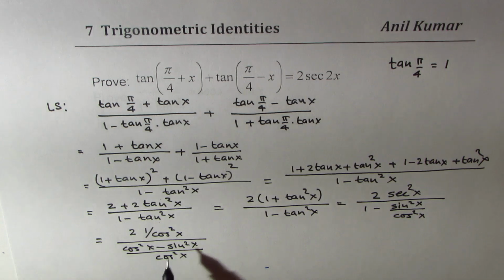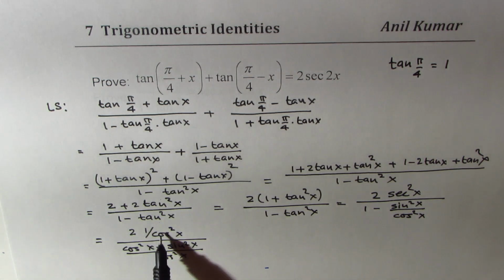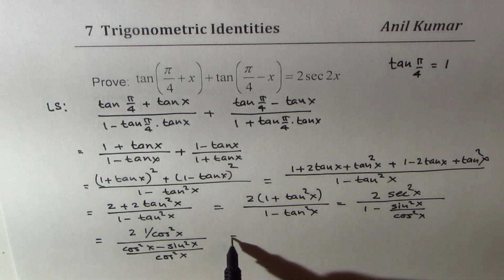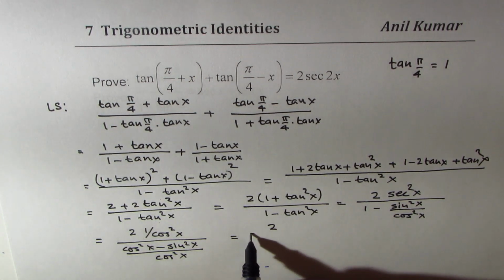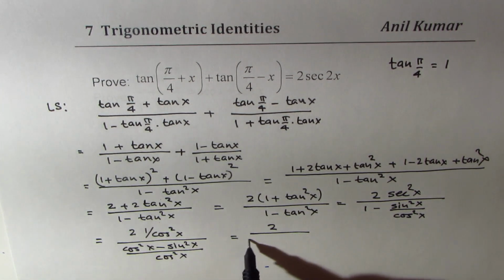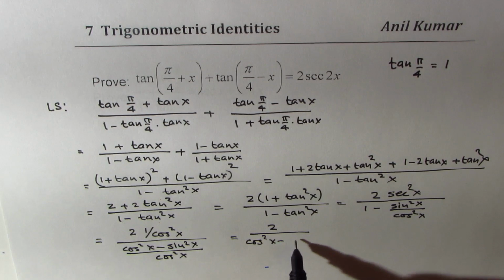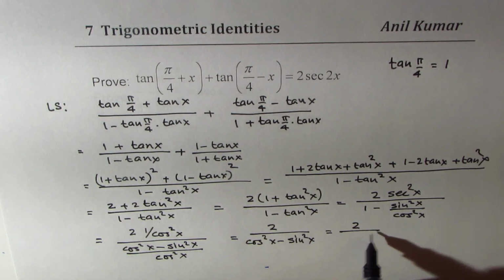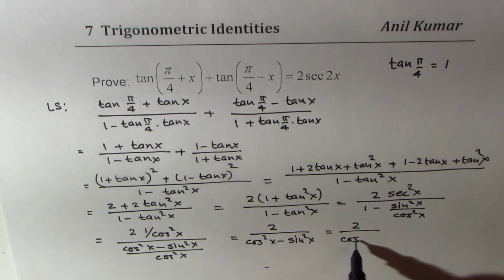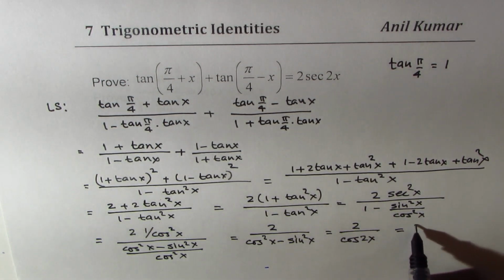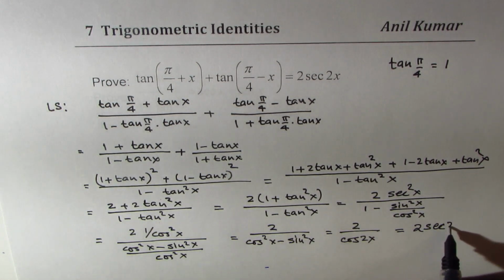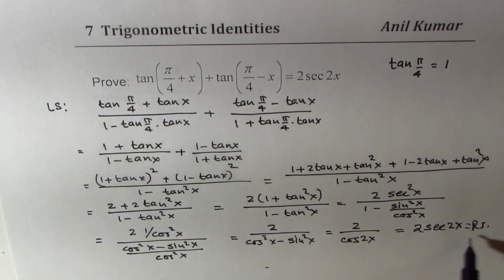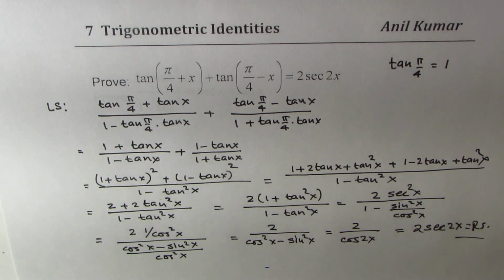Do you see that part? So this cos square x cancels, right? So what you get is 2 over cos square x minus sine square x, which in the denominator will be cos 2x, or could be written as 2 secant 2x, which is the right side. So that is how you're going to prove this identity.